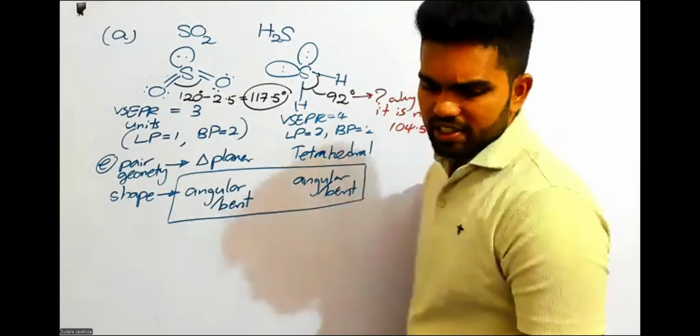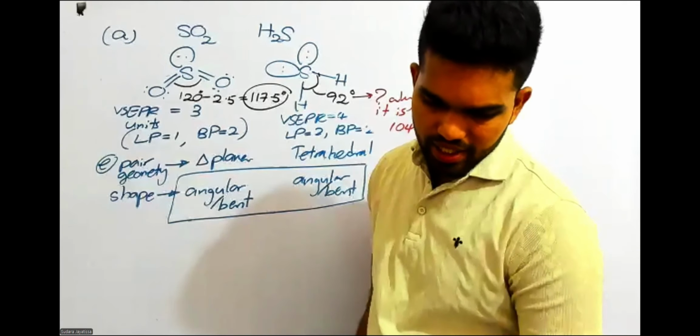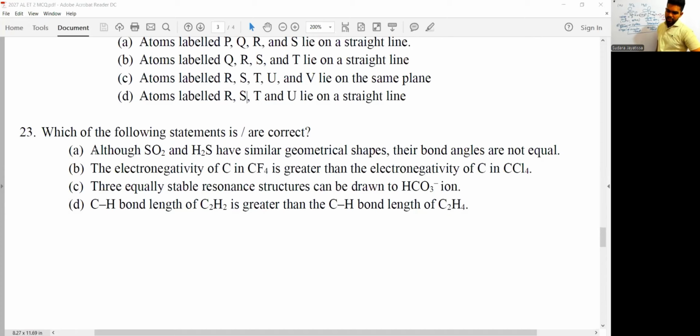So now look at the question again. It's telling that although SO2 and H2S have similar geometrical shapes, yes, the geometrical shapes are SO2 trigonal planar, H2S angular, and H2S is also angular. Both are angular. Their bond angles are not equal. That is correct. So statement A is correct.